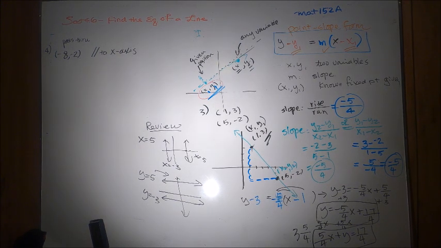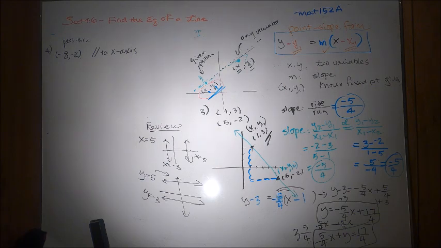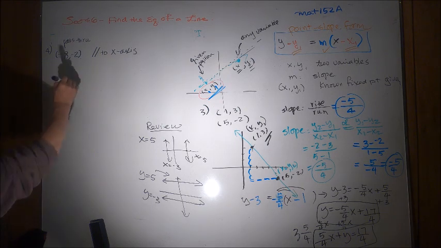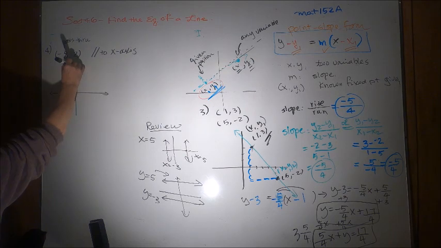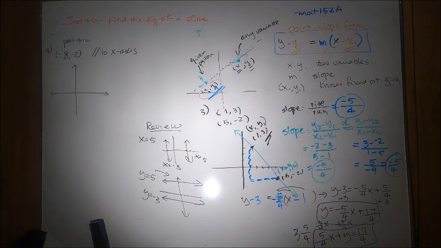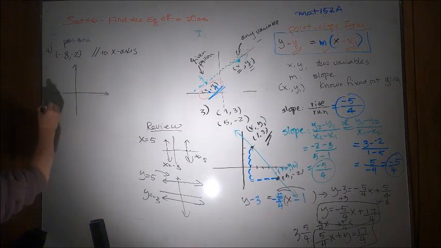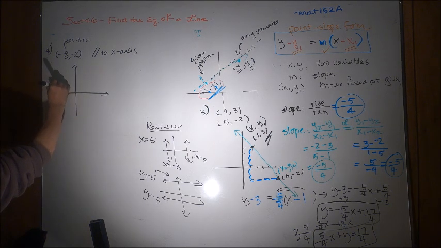So, for this one, how would you do it? Instead of plugging into point-slope form, which gets complicated, you need to graph them to figure out what's going on, right? So first, you locate -8 and 2. So here is -8 and 2, right?